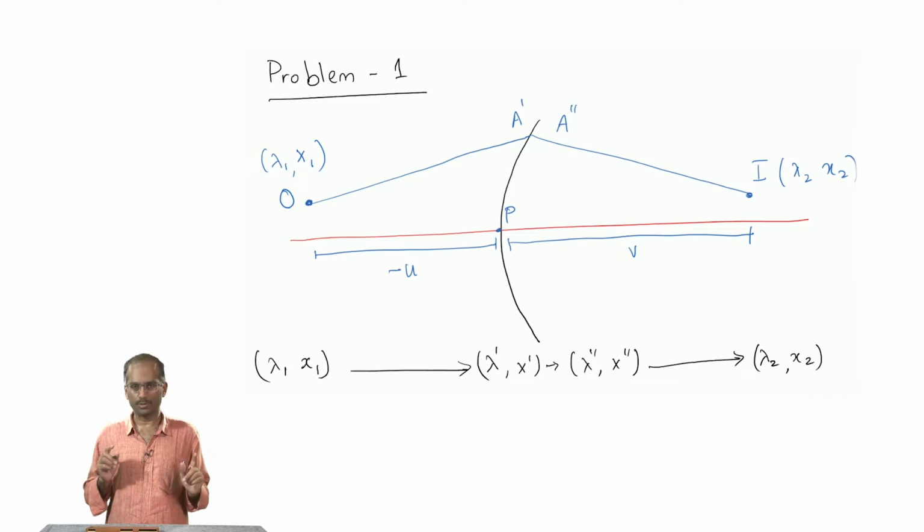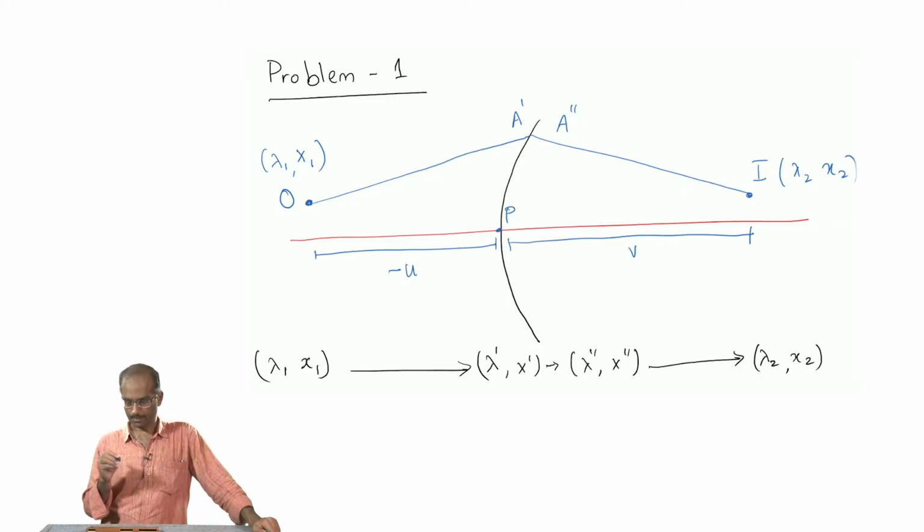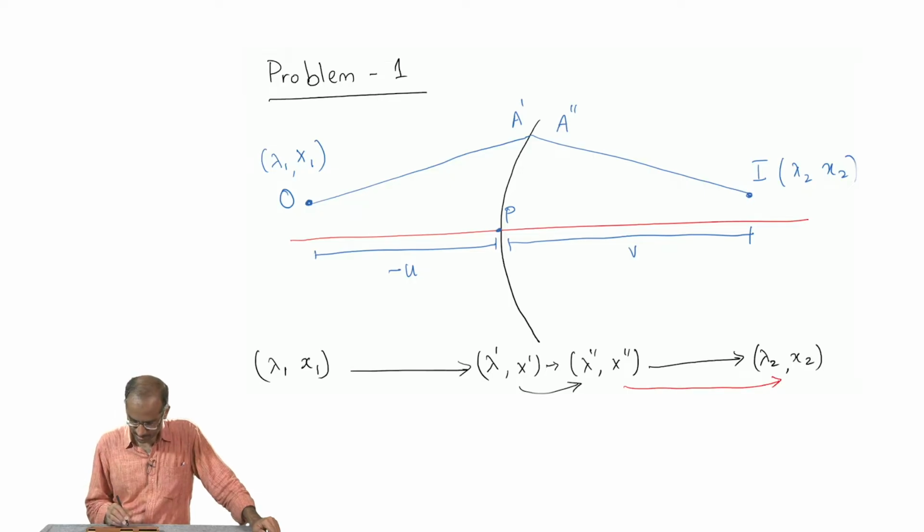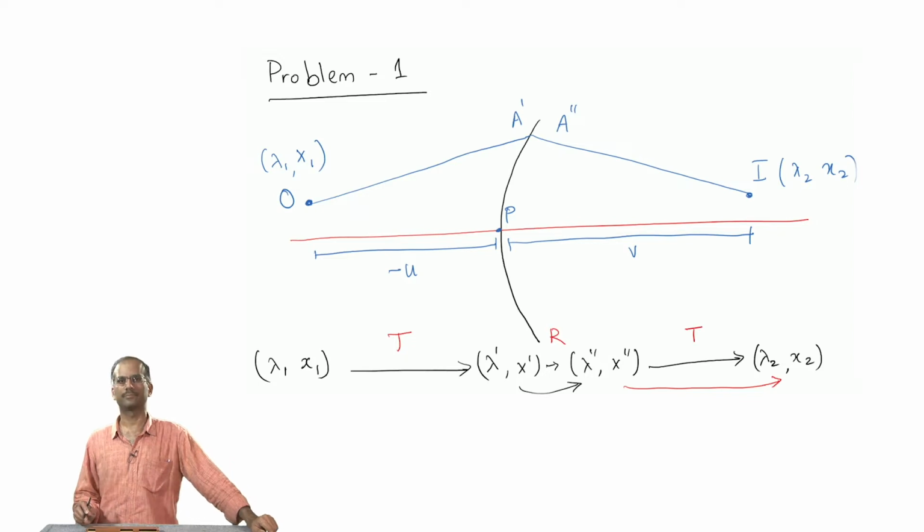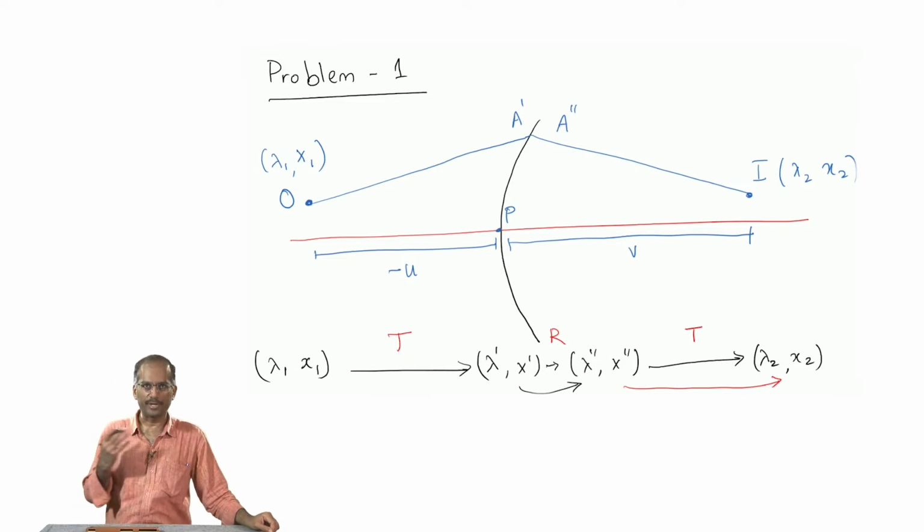Going from lambda 1, x 1 to lambda prime, x prime, it is a translation, and from lambda prime, x prime to lambda double prime, x double prime, which is this, it is a refraction, and again going from lambda double prime, x double prime to lambda 2, x 2, I have a translation. So, I have a translation, a refraction and a translation, and I know what kind of matrices will take me from one to the other. So, it is easier to do these calculations.